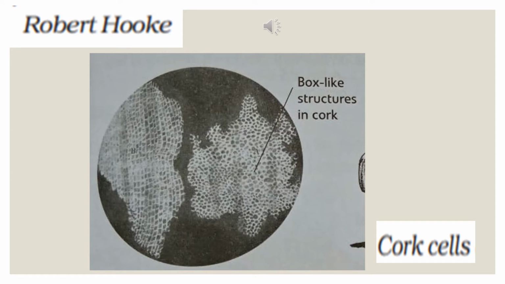What Hooke observed as boxes or cells in the cork were actually dead cells, children. The cells of living organisms could be observed only after the discovery of the improved microscope. Let me show the microscopes in my next slide, children.